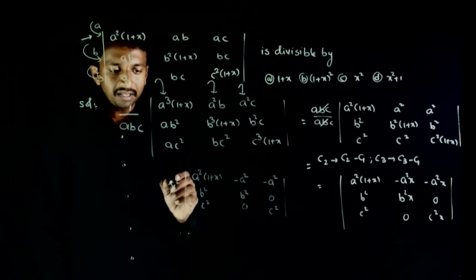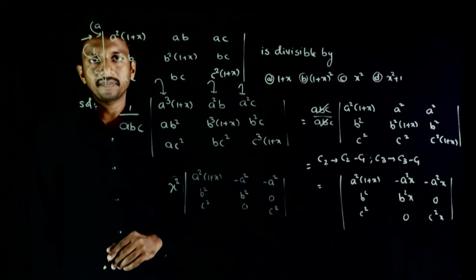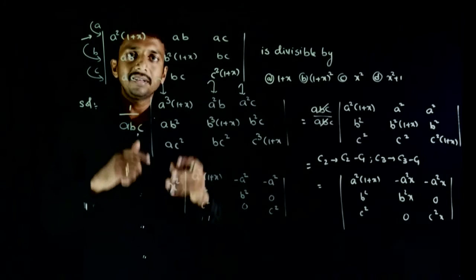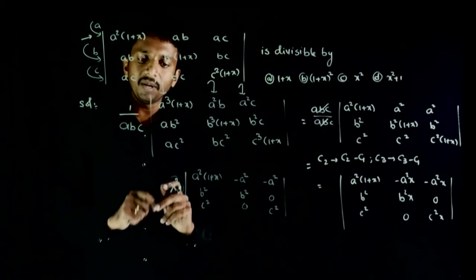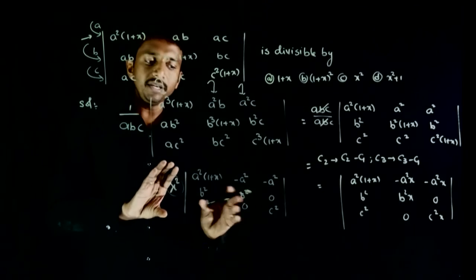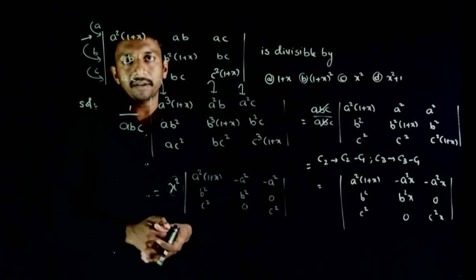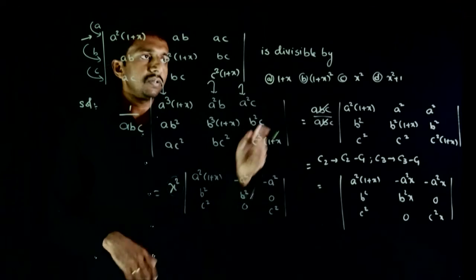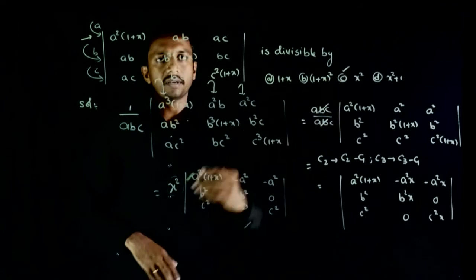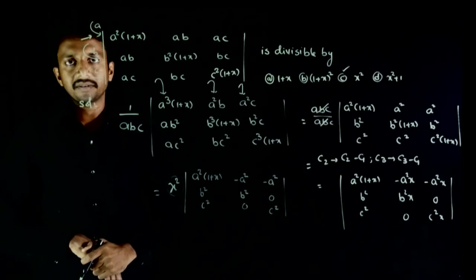So you can see you get an x square common. So what is the meaning of this? This delta is divisible by x square. X square into something, so x square is a factor of this delta. So this delta is divisible by x square. So option C is the right answer. Thank you.